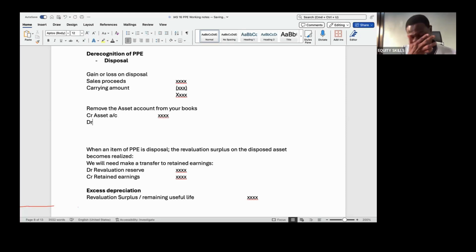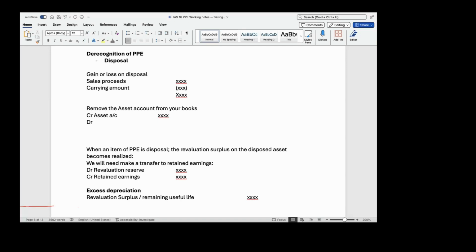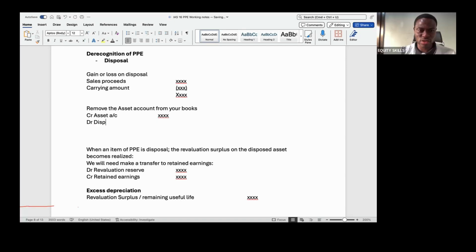Do you know what you debit? Can you tell me? What do you think we should debit? Disposal account. Thank you very much. You are taking it to the disposal account. For now, it's just like a temporary account because we don't know where else we can put this asset. It's just waiting there.